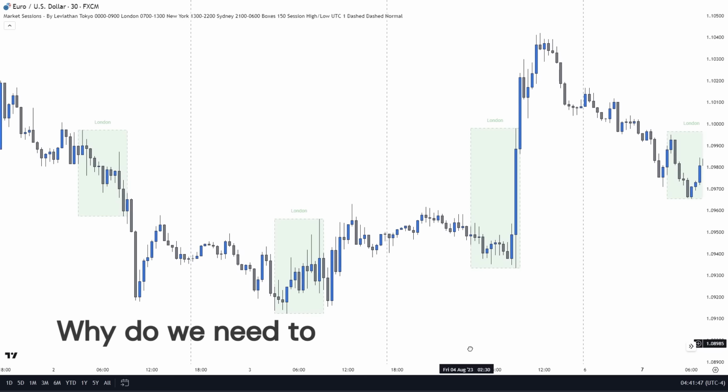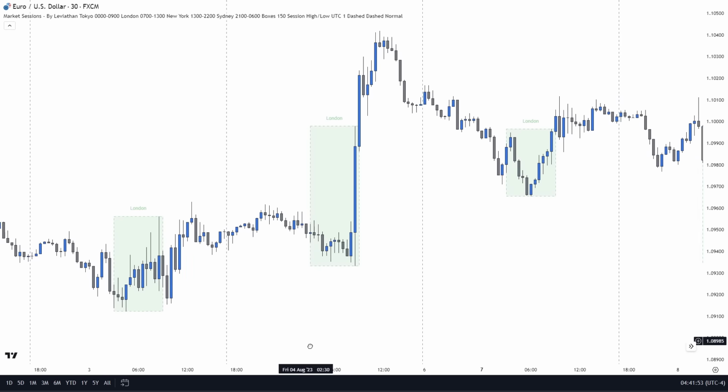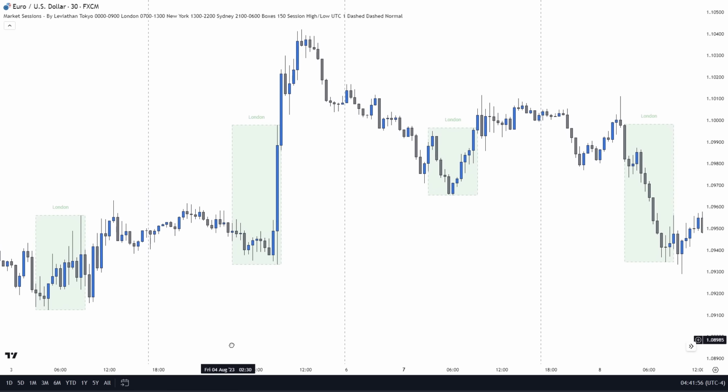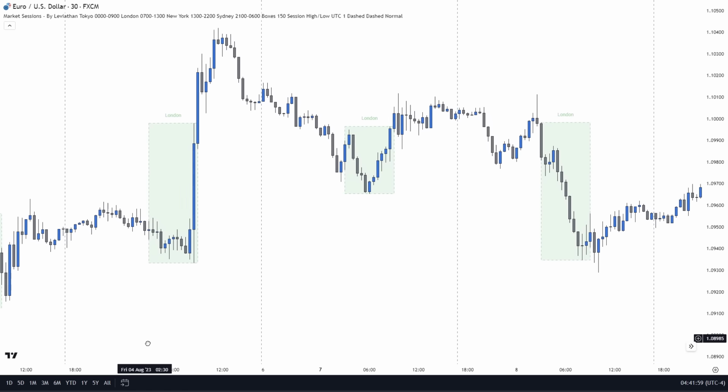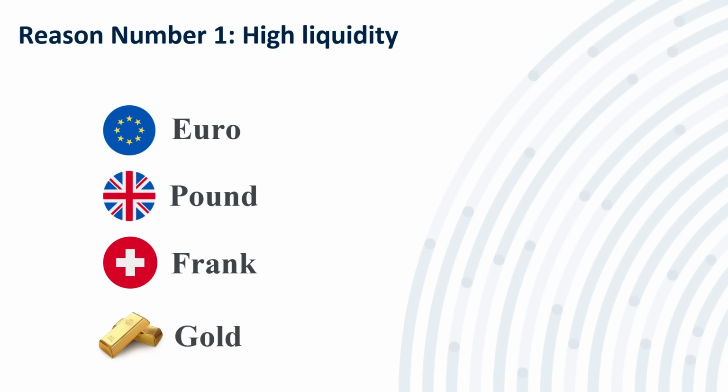Now, why do we even need to mark the London session on the chart? Well, the London session has some unique characteristics that make it different from the rest of the trading day. A lot of liquidity is injected into the market when the London session begins. In this session, we have Euro, Pound, Franc, and Gold, which are being actively traded. So, the pairs with these currencies will make the movements we want to see in the market.